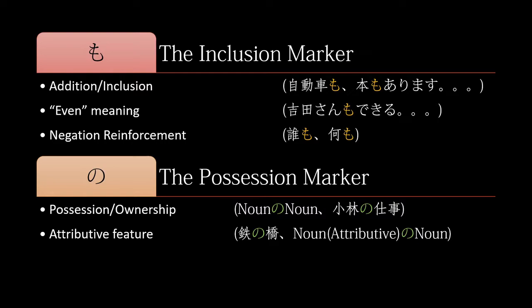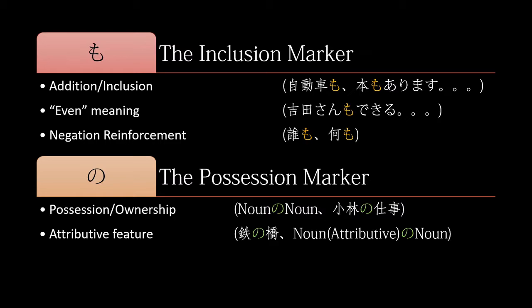As you can see, the particle mo is used mainly to mark an addition or to include something, being equivalent to the English too, also, and as well, while also maintaining the even meaning most commonly used when you want to say, for example, that someone can do something or that he cannot do something, or when you want to say that someone can come somewhere or not. There is also the important negation reinforcement category of mo that forms words such as nothing, nanimo, or nobody, daremo, only to name a few.